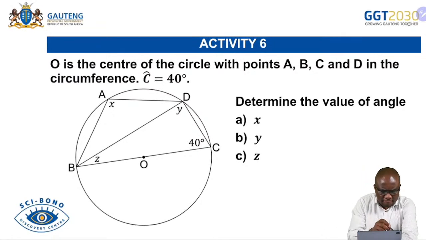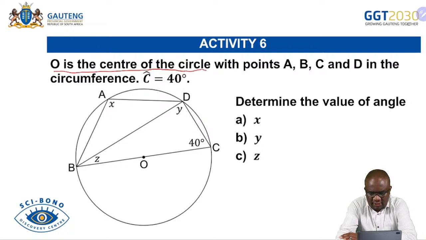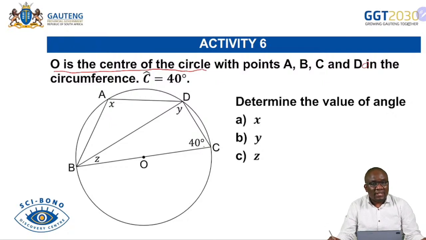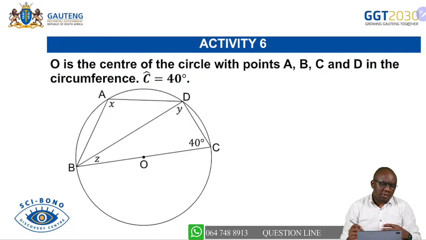Let's discuss the information. O is the center of the circle, with points A, B, C, and D on the circumference. Angle C is 40 degrees. Determine the value of the angles X, Y, and Z. Let's discuss the information before we look at those questions.